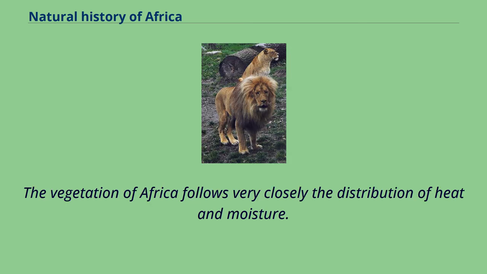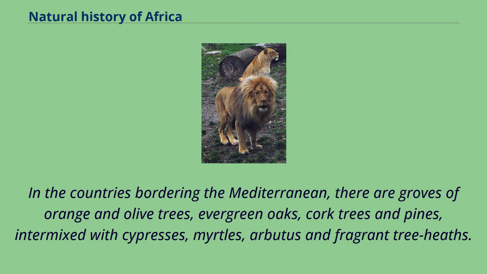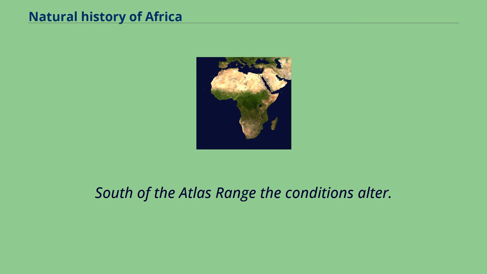The vegetation of Africa follows very closely the distribution of heat and moisture. The northern and southern temperate zones have a flora distinct from that of the continent generally, which is tropical. In the countries bordering the Mediterranean, there are groves of orange and olive trees, evergreen oaks, cork trees and pines, intermixed with cypresses, myrtles, arbutus and fragrant tree-heaths. South of the Atlas Range the conditions alter.